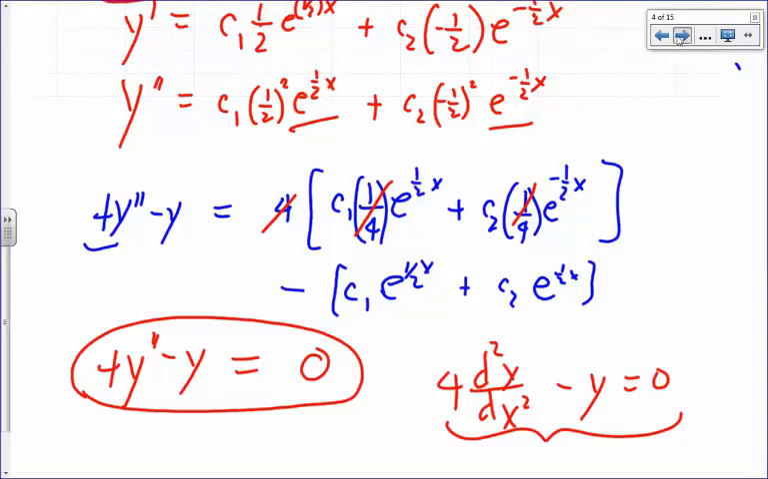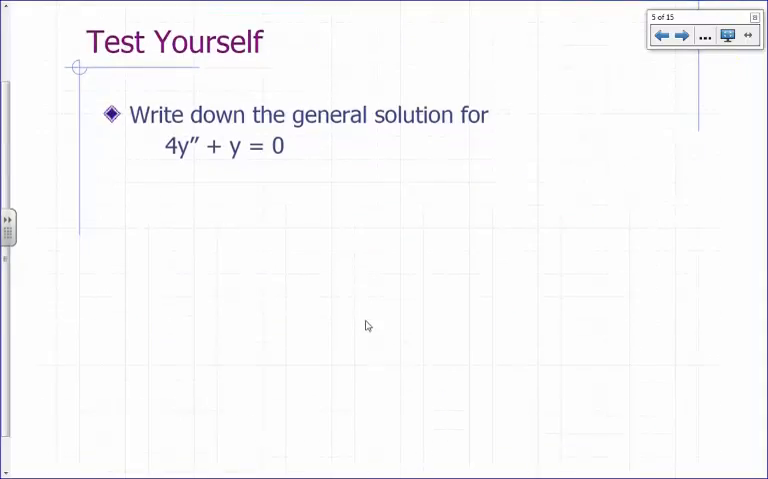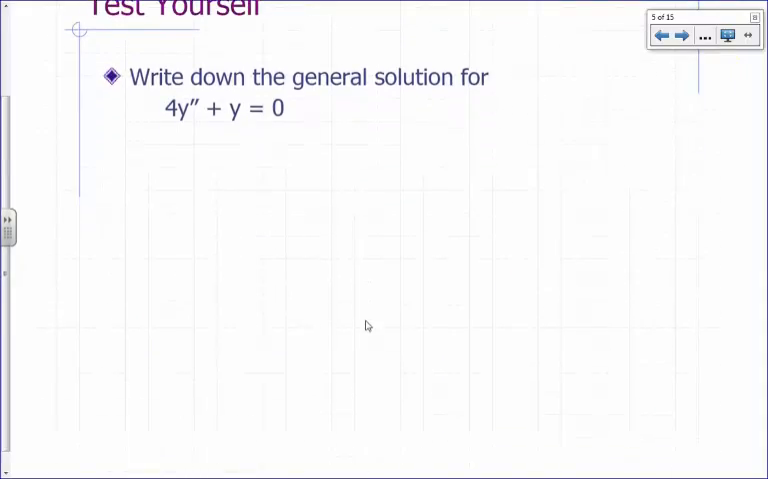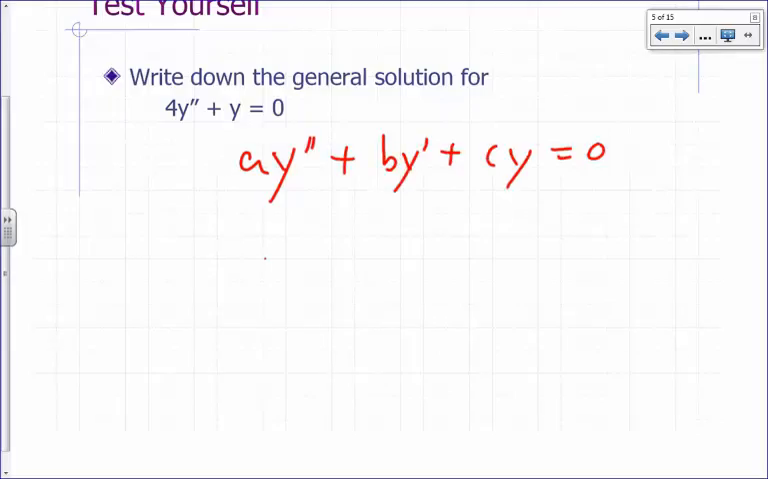Okay? All right. How about this one? What's the general solution for this? Okay, so this is the same type, right? a y double prime plus b y prime plus c y equal to 0. So what's our a? 4. What is our b? 0. What's our c? 1. So what are our two possible values of s?